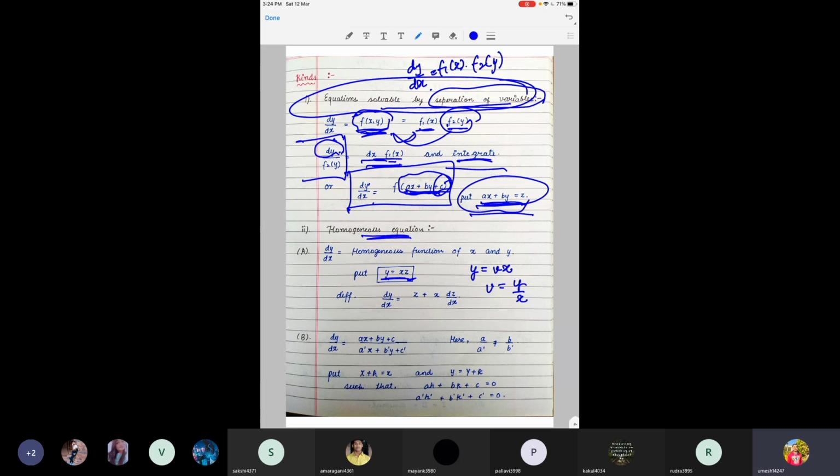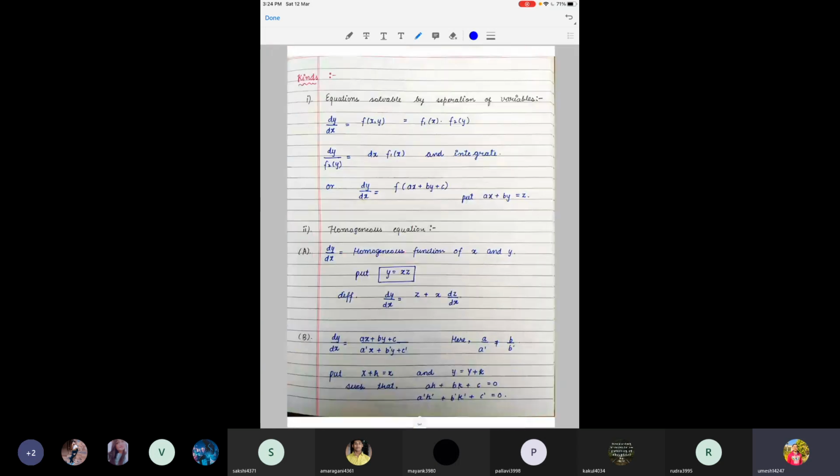So if we differentiate y is equal to xz, what would we get? dy by dx, using differentiation by parts, the u into v rule. I hope you all know that. The differentiation of x is 1, so z plus, differentiating z, we get dz by dx. So dy by dx is equal to z plus x times dz by dx. Let us take an example of this.